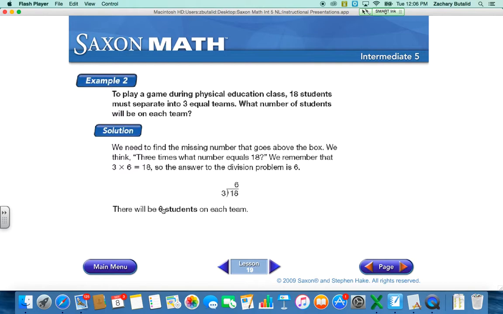Remember, it's always important when you write your answers to make sure that you put the proper thing that is being answered. So they're asking for how many students, and this is what you must write, 6 students on there.